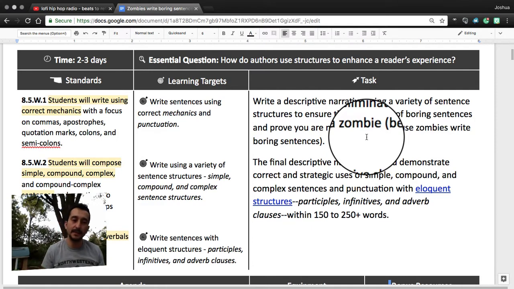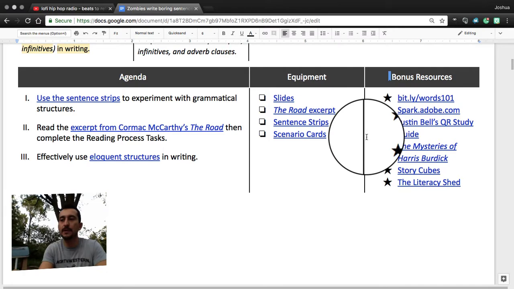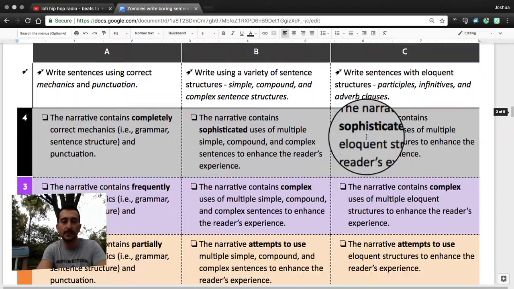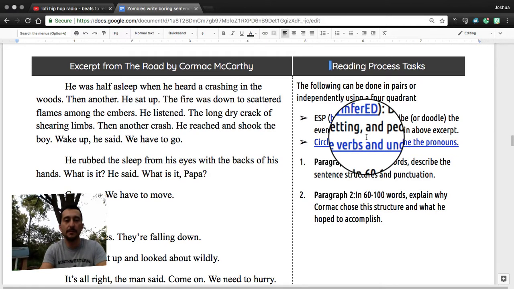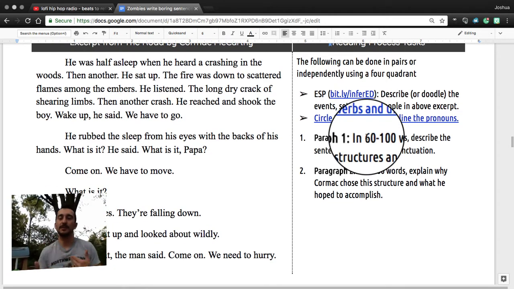So, that being said, in this lesson, I forego the worksheet and skill drill kill part of grammar, and we look at how grammar works. You can read more about it in my research narrative that I wrote after the lesson happened. But we look at grammar as it is in this excerpt from The Road by Cormac McCarthy, which is very simple sentence structure, and I wanted to see what students noticed and wondered about it. And so we talked about the sentence structure and what they noticed, and why Cormac chose this format.